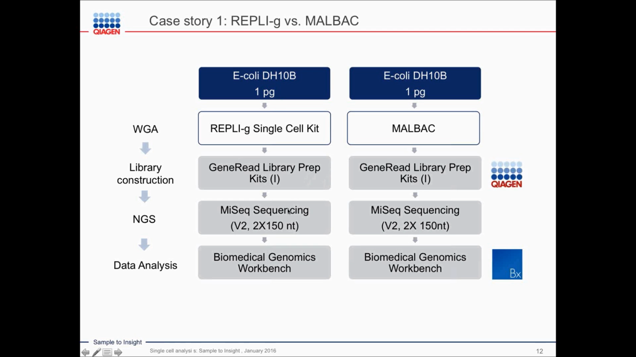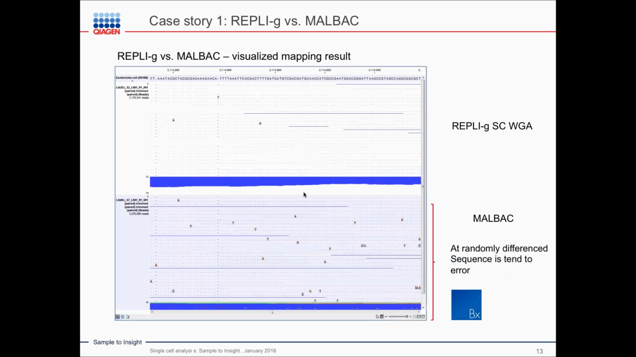And then we're using the MiSeq sequencing and the 2 times 150 nucleotide version 2 chemistry, and then the Biomedical Genomics Workbench for the data analysis. So again, to emphasize, exactly the same for the two different workflows. The only difference is whether or not we use the Repligy single cell kit or the Malbac kit.